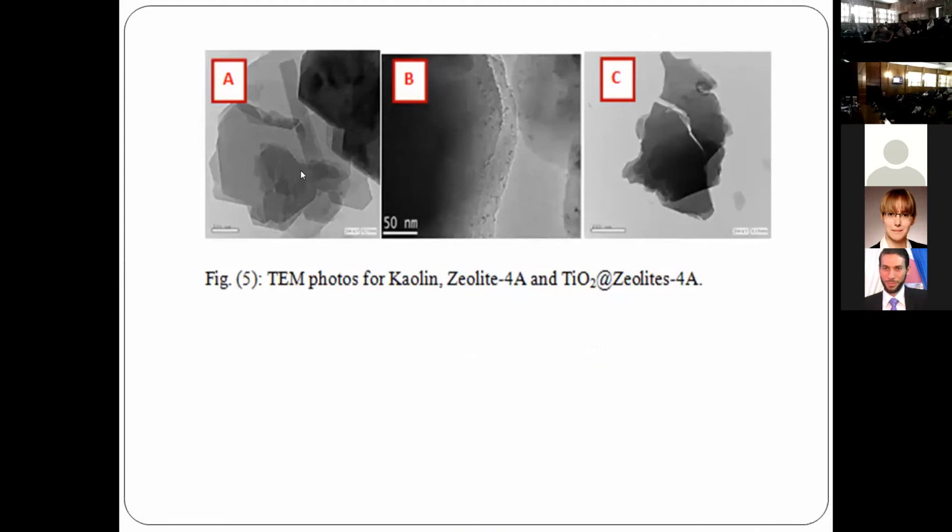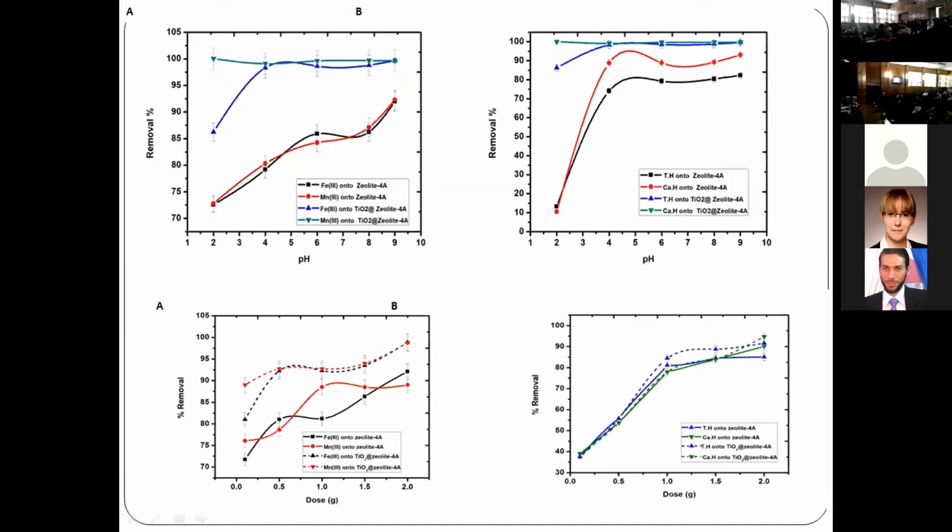In the TEM, as we can see, kaolin on the left has a second structure with flat sheets, smooth and transparent, but with modification, first to zeolite 4A, it has mini pores and a regular structure, and here we can see the distribution of the titanate in the zeolite 4A.